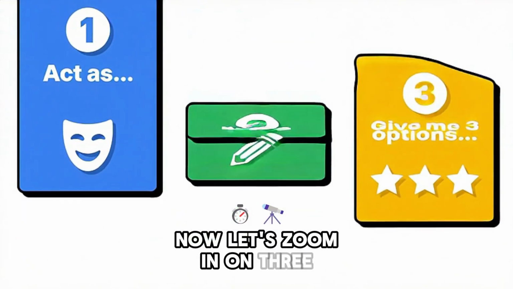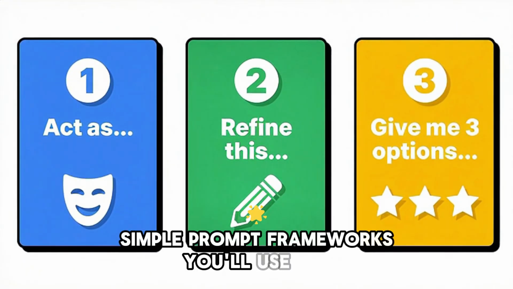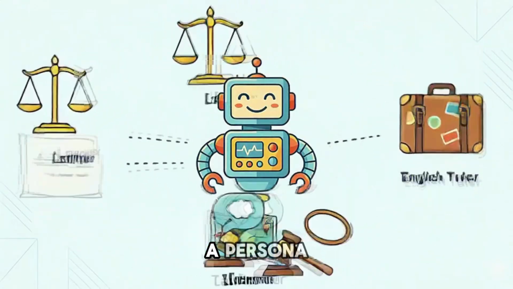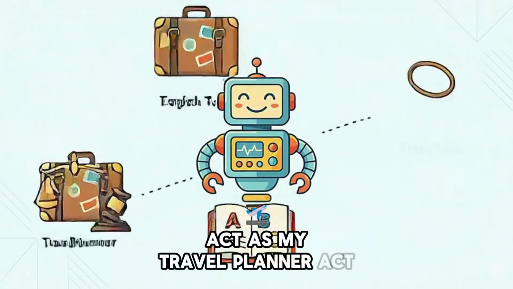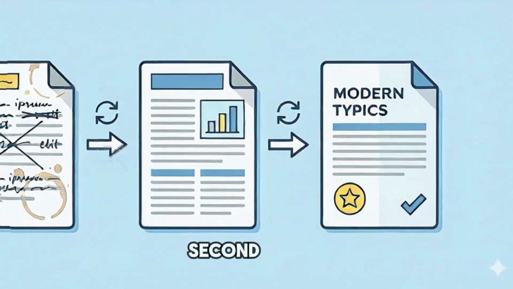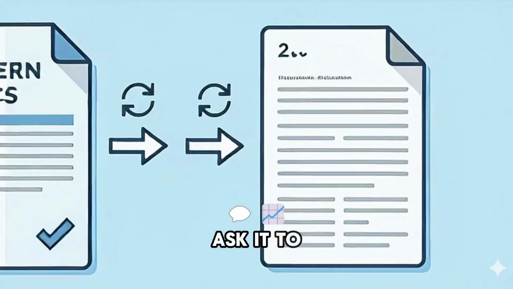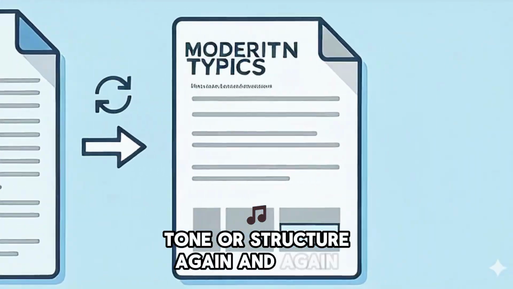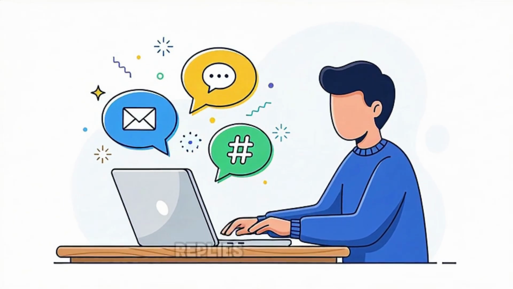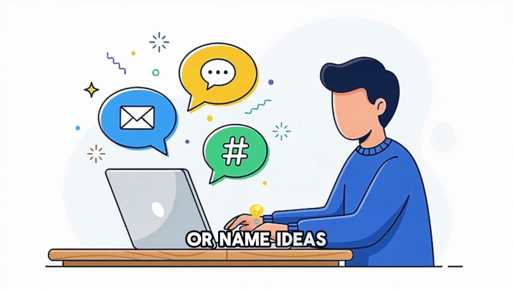Now let's zoom in on 3 super simple prompt frameworks you'll use all the time. First, act as gives the AI a persona. Act as my travel planner, act as my lawyer, or act as my patient English tutor. Second, refine this lets you paste something and ask it to improve clarity, tone, or structure again and again. Third, give me 3 options for is perfect for subject lines, replies, captions, or name ideas when you're stuck.